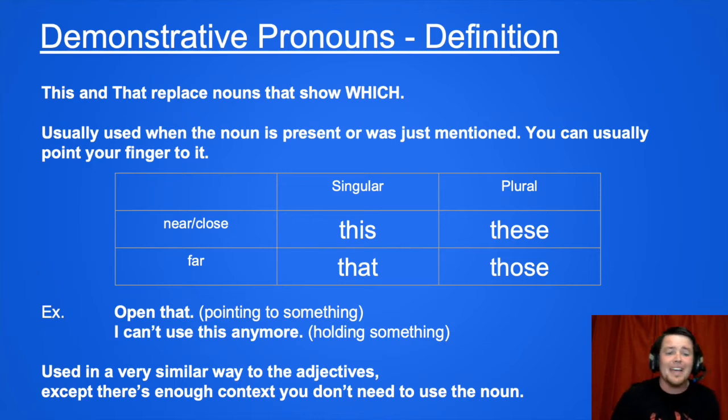Also, in the second one here, I can't use this anymore. You're probably holding it in your hand and saying, this is broken. I can't use this anymore. It's used in a very similar way to the adjectives, except you must have that context. If you don't have the context, it's not going to make any sense, in the same way that pronouns without context don't make sense. If you walk into a room and say, hey, she's here, well, who is she? You have to have the context before you use it.